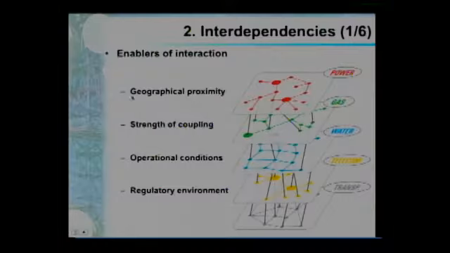Operational conditions: we have diurnal cycles, seasonal cycles. There might be conditions of efficiency that require the use of one commodity more than the other. So as we move down this list, the subjectivity just grows. And then we have the regulatory environment here. If you have pollution controls, you might start using more water to control emissions and things like that. But that's a little bit less easy to quantify. So we're going to focus on the geographical proximity and a little bit on the strength of coupling.